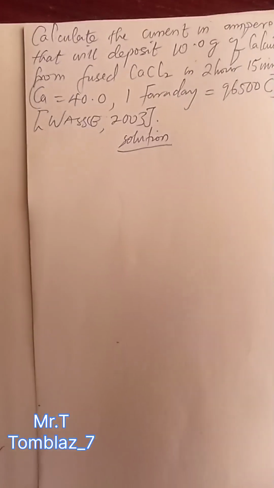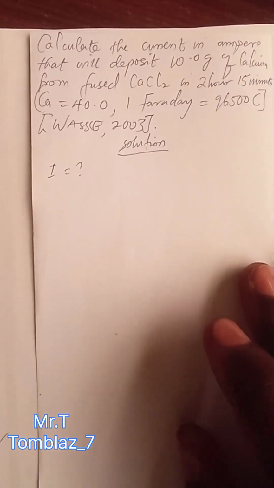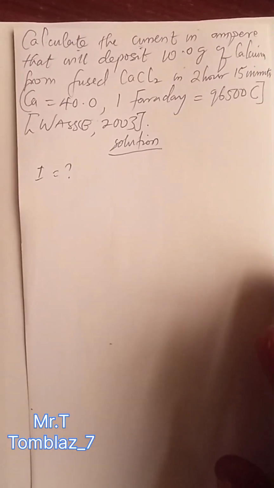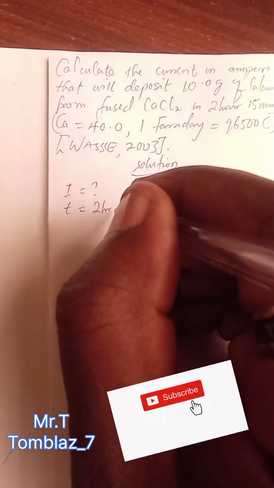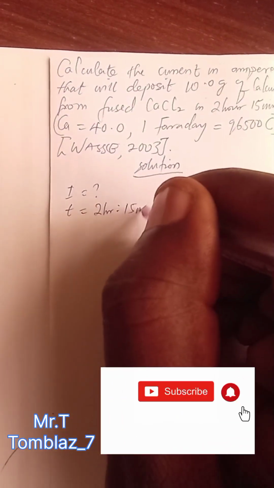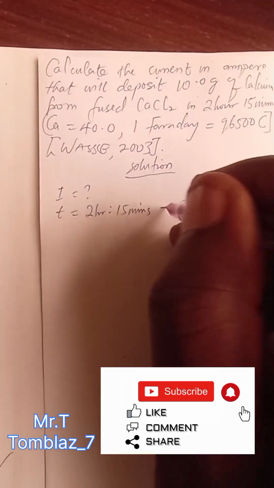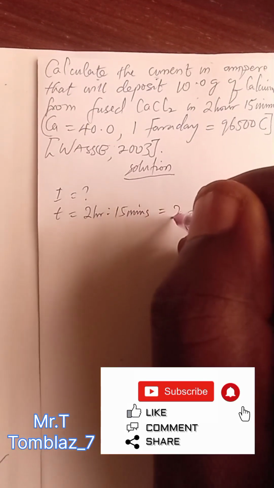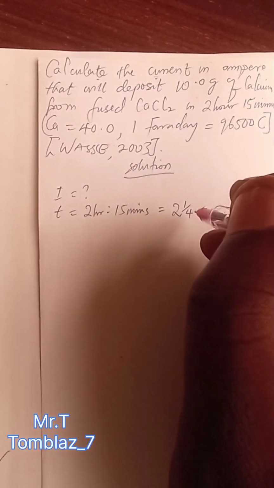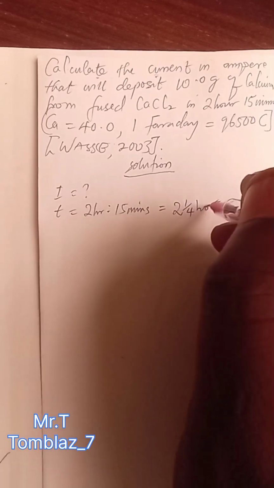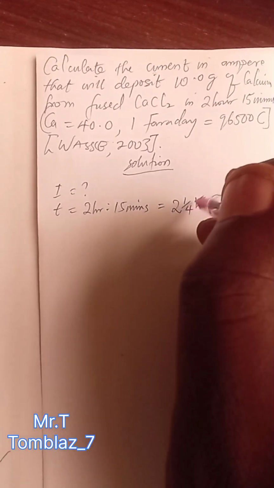In this question, we have to calculate the current. So current is what we are looking for, right? So I is equal to question mark. Then the time given for the whole of this experiment is 2 hours 15 minutes. So we know that 2 hours 15 minutes is equivalent to 2 and 1/4 hours, that is 9/4 hours, right?